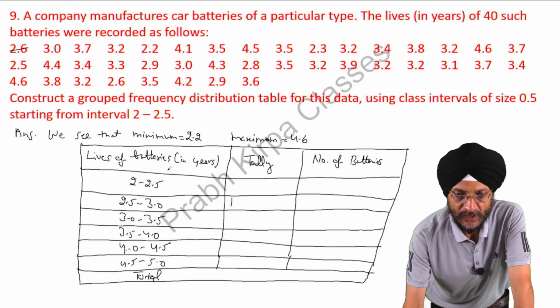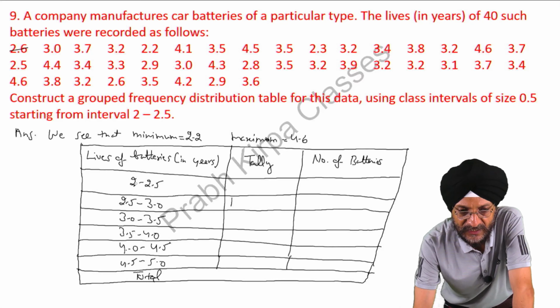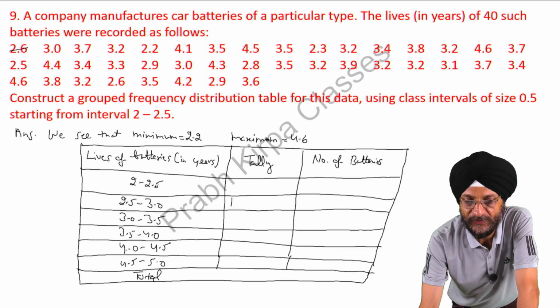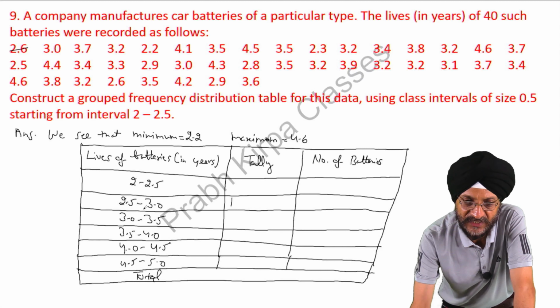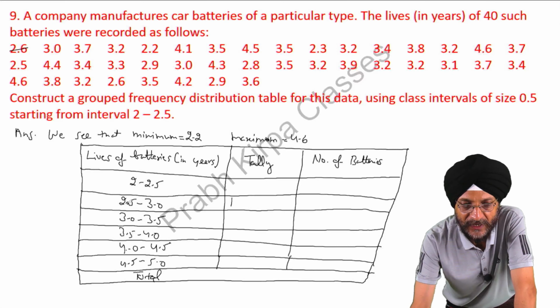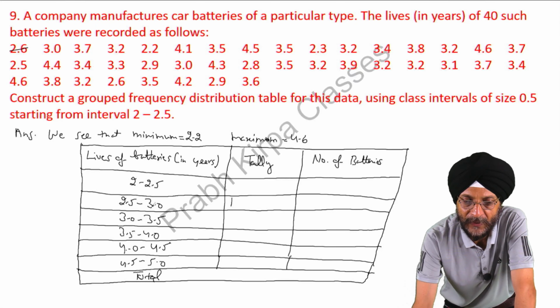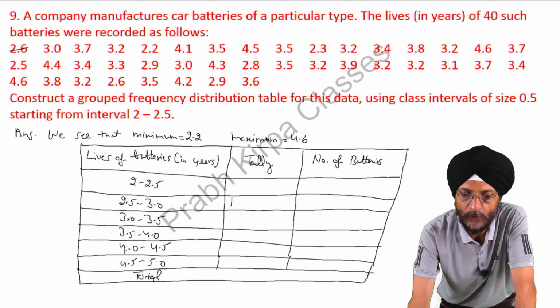In any particular class range, we will take it as, for example, 2 to 2.5 means anything which is having the life of 2 years but up to 2.5, that is less than 2.5. In the same way, any battery which is having the life of 2.5 and more than that but up to 3, but that is less than 3, when the battery life comes 3, it will be counted in the next.